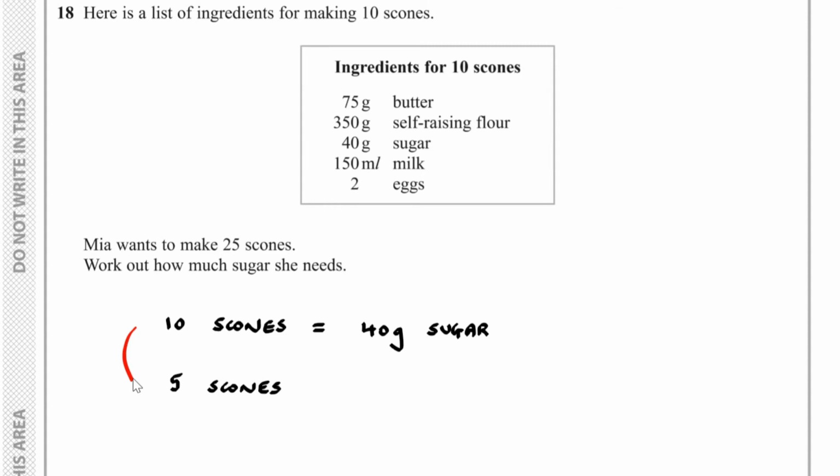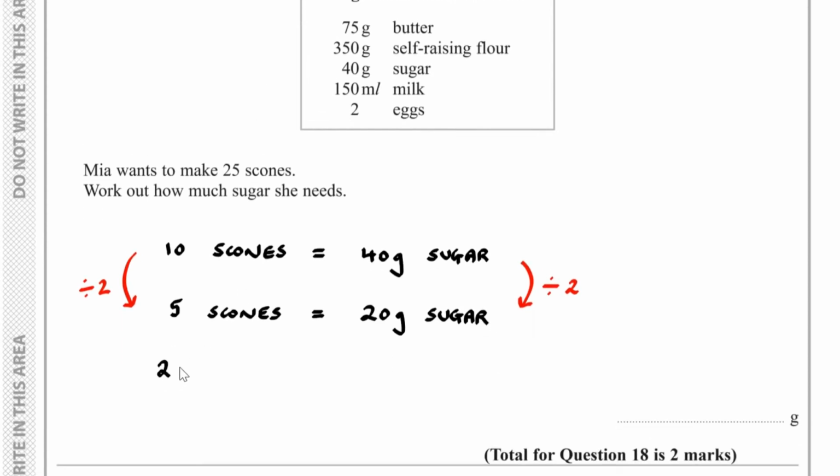And if we divide through by 2, it turns out we need 20 grams of sugar for 5 scones. And then for 25 scones, if we multiply by 5, it turns out we require 100 grams of sugar for 25 scones.